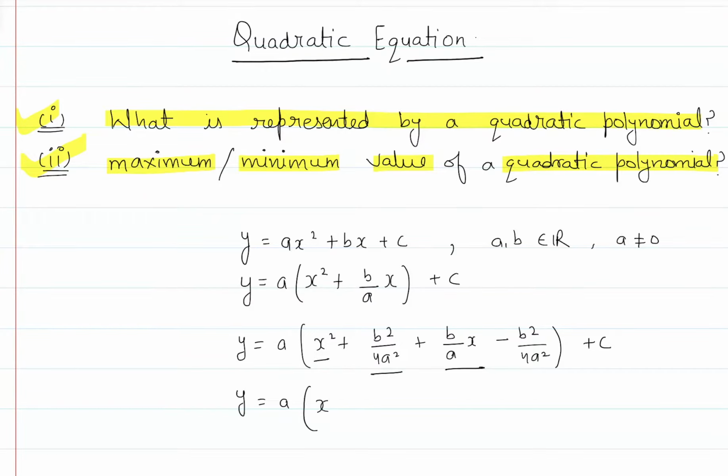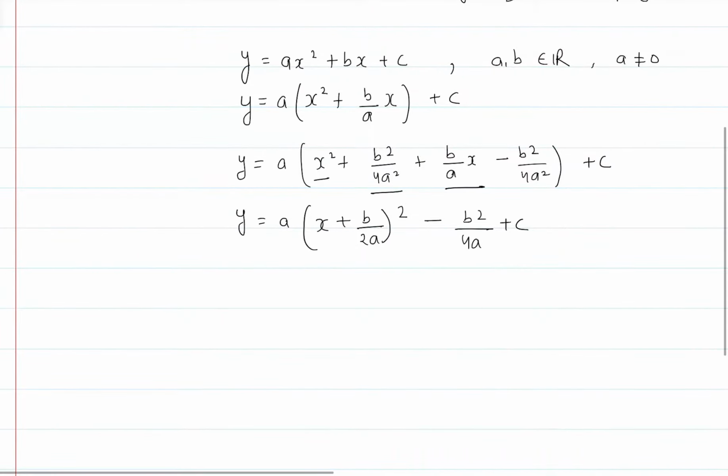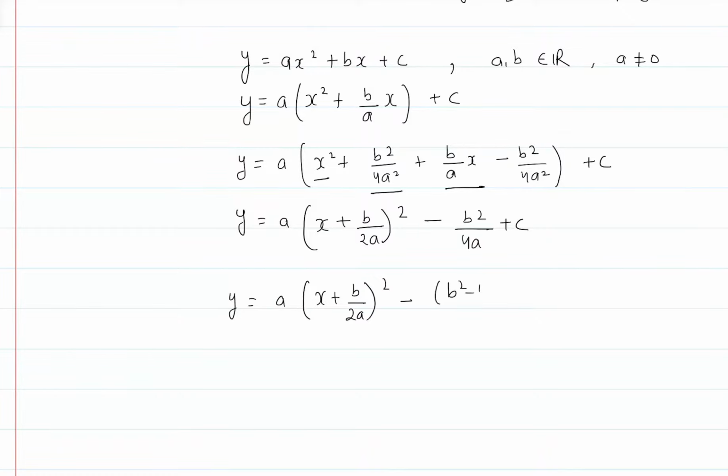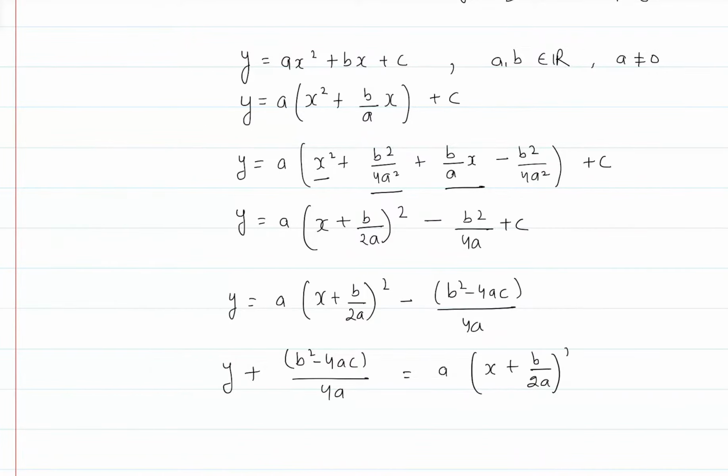It means a multiplied by x plus b divided by 2a whole square minus b square divided by 4a plus c. We can write this as y is equal to a multiplied by x plus b divided by 2a whole square minus b square minus 4ac divided by 4a, or this can be written as y plus b square minus 4ac divided by 4a is equal to a multiplied by x plus b divided by 2a whole square.